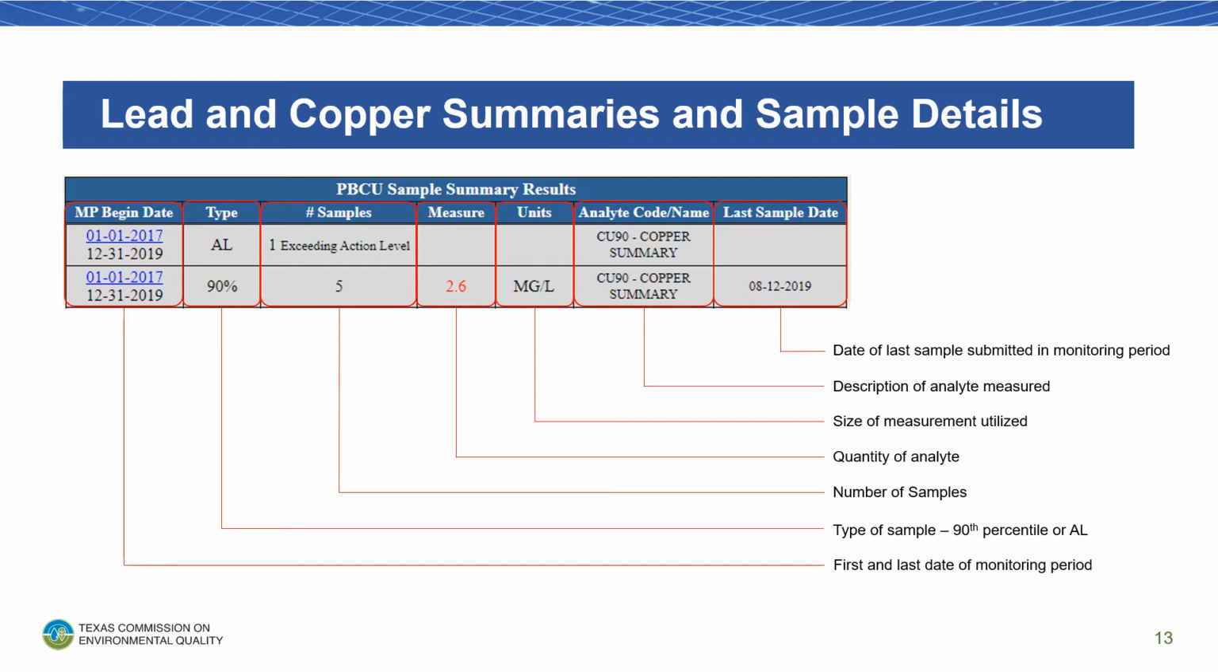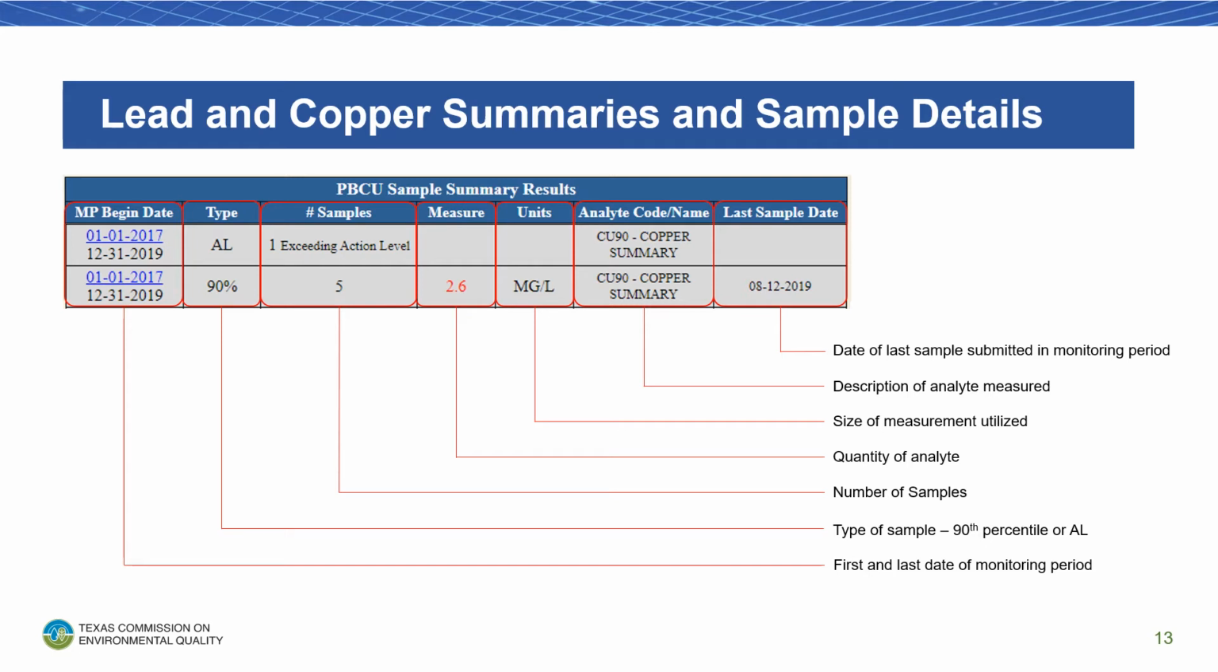Number of samples provides information about how many samples are included in the row. For rows labeled as 90th percentile, it will indicate the quantity of samples that were taken during the monitoring period. For action level rows, it will indicate how many samples exceeded the action level. Measure lists how much of an analyte was present in the sample. This number corresponds with the unit listed in the column to the right, labeled units. In this example, 2.6 milligrams of copper were present in 1 liter of water.